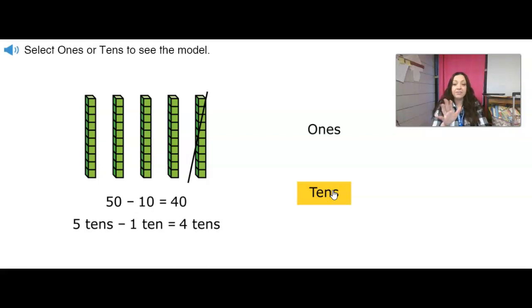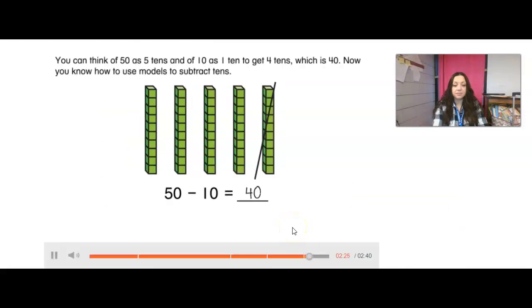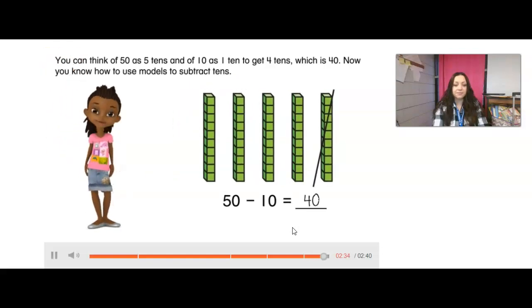So if you know that 5 take away 1 equals 4, you can just think of it as 5 tens take away 1 ten equals 4 tens at the same time. You can think of 50 as 5 tens and of 10 as 1 ten to get 4 tens, which is 40. Now you know how to use models to subtract tens. You are good at math.